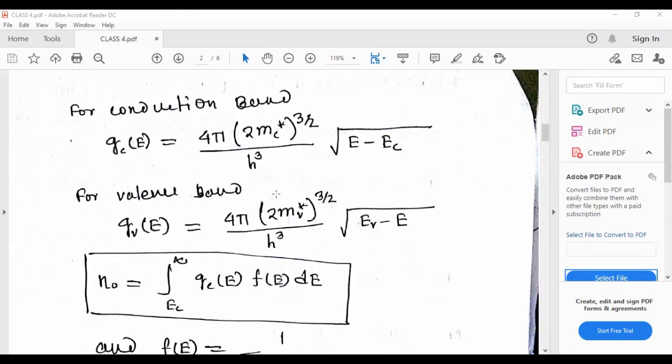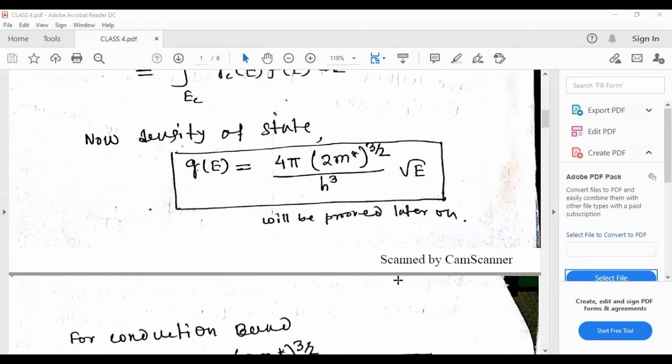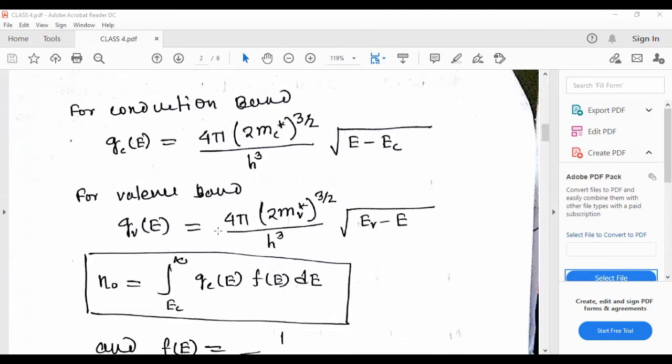And for the valence band, if we rewrite this generic formula, for the valence band, Gv of E is equal to 4 pi (mv star) to the power 3 by 2 upon h cube, root over of (Ev minus E). Mv star is the effective mass of hole in the valence band. Here Ev minus E means inside the valence band. Ev is the valence band maxima, so Ev minus E means somewhere inside the valence band.